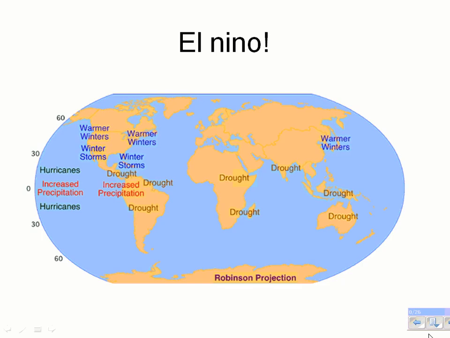And just to remind you, a La Nina, which isn't on here, but a La Nina is basically the opposite of an El Nino. It's when we have unusually cooler temperatures off the coast of South America. And it's not as well understood, but many times we see a La Nina follow an El Nino. And that is your last slide for Earth systems.